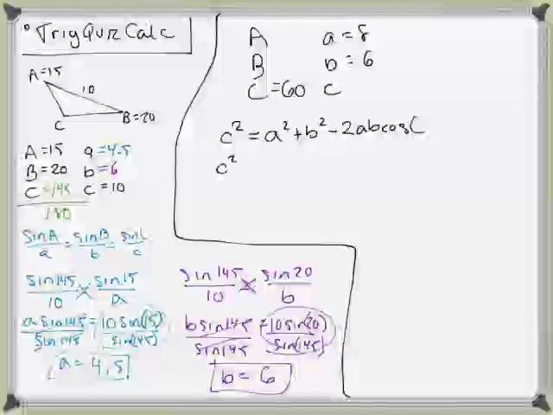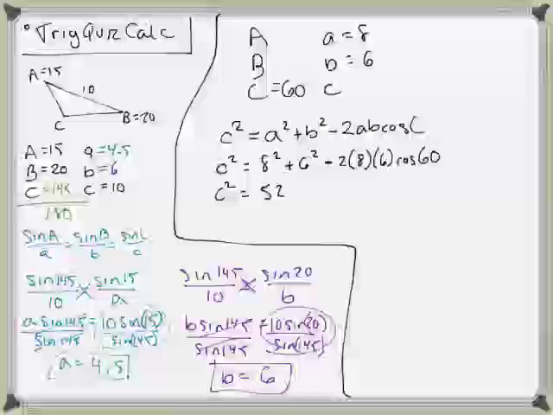I do not know little c. I know little a is 8, little b is 6, cosine of big C is 60. So everything that remains on that side of the equation is a button that I could press on the calculator. There's no variables over there. The only letter that was left for a variable is over on the other side all by itself. So I can plug in everything on that side of the calculator and it gives me 52.